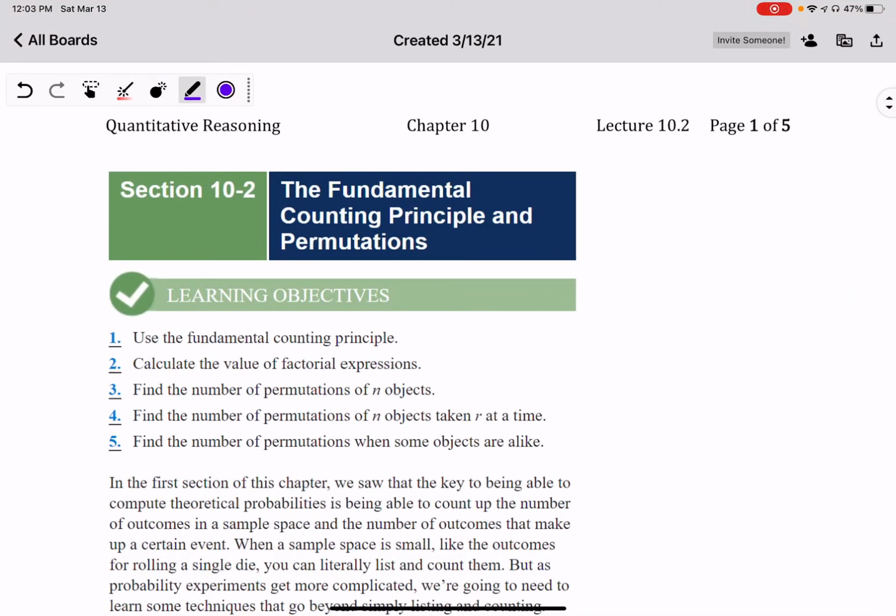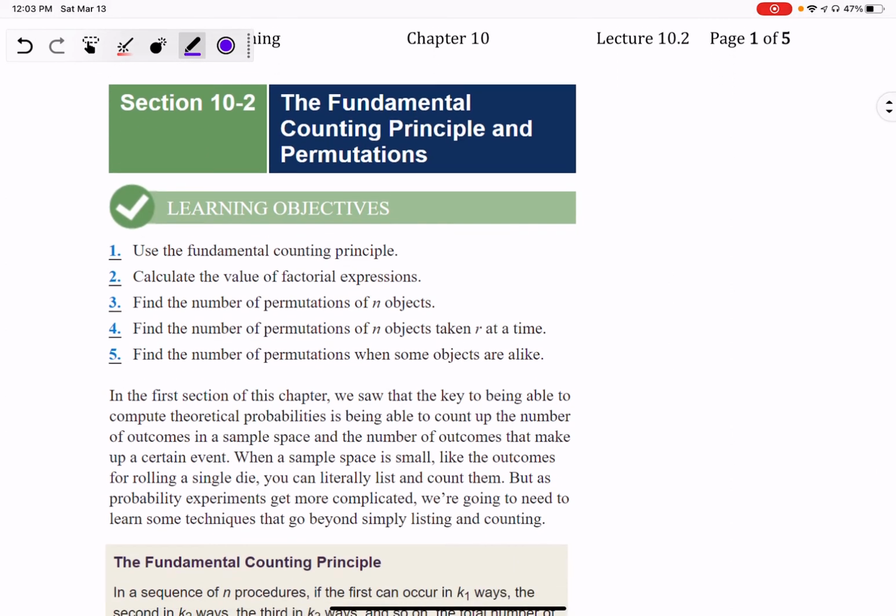Hey guys, we are back in chapter 10 with section 2, where we will talk about the fundamental counting principle and permutations. In the first section of this chapter, we saw that the key to being able to compute theoretical probabilities is being able to count up the number of outcomes in a sample space and the number of outcomes that make up certain events.